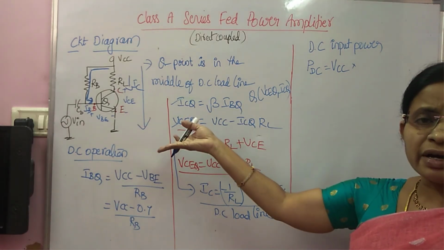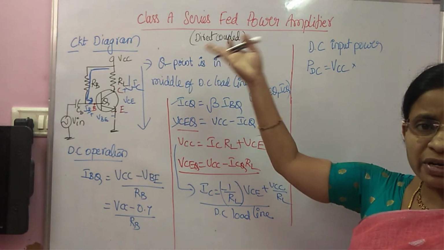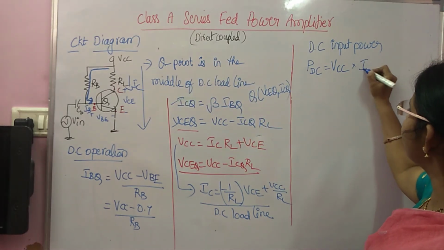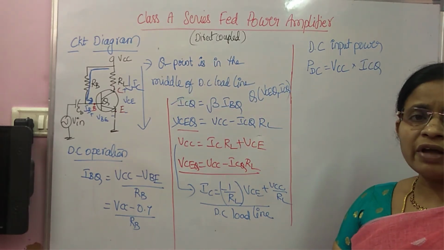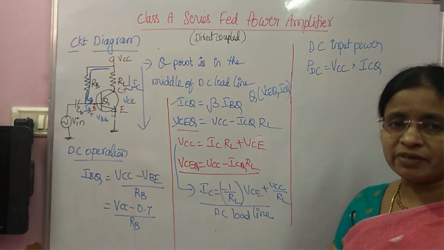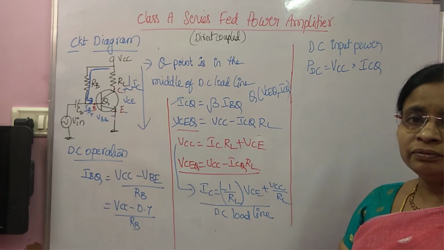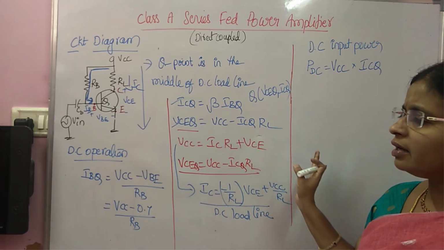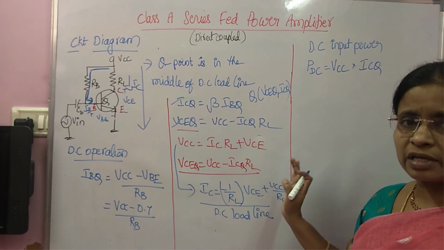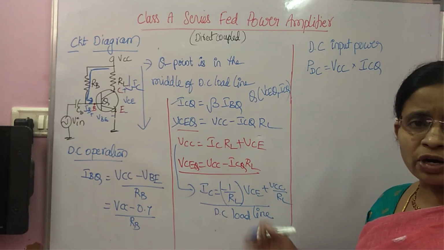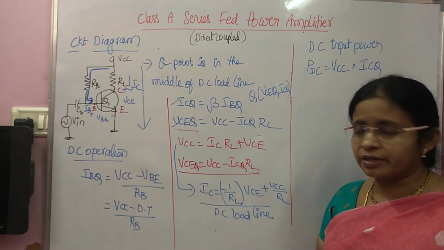What is the maximum current in our circuit? It's nothing but ICQ. So this becomes the DC input power. This totally comes under the DC operation. We found all the quiescent values of currents and voltages, and we also got the DC load line. Now we'll move to the AC operation.